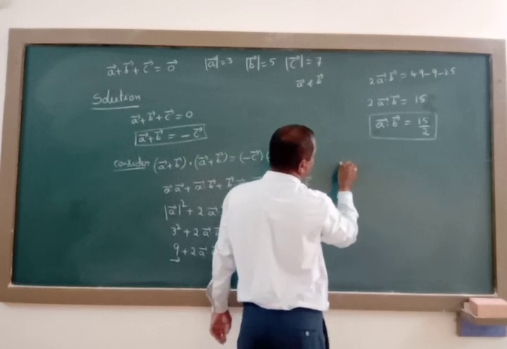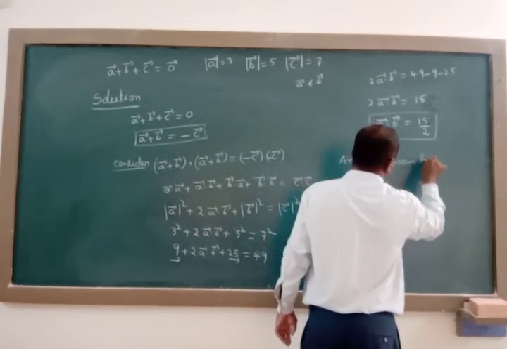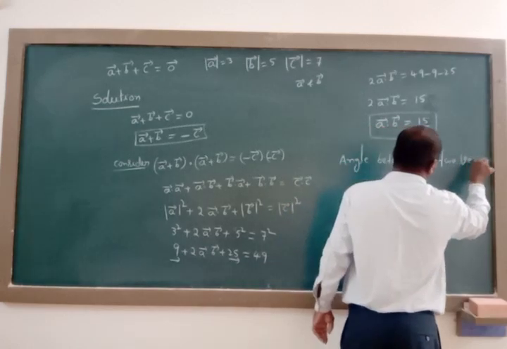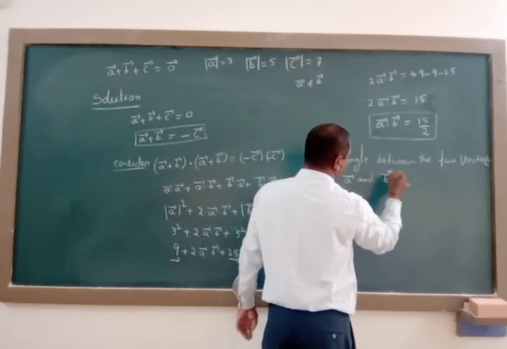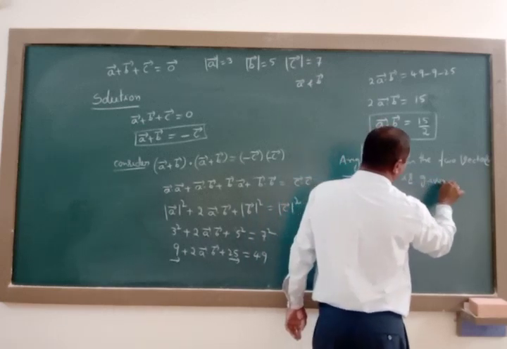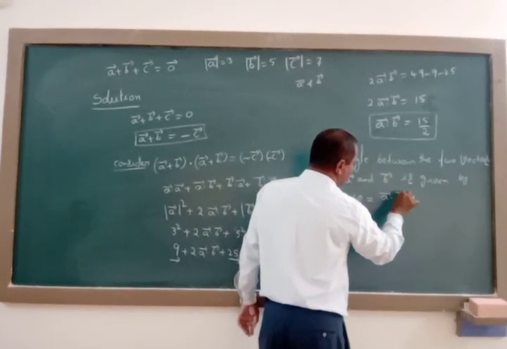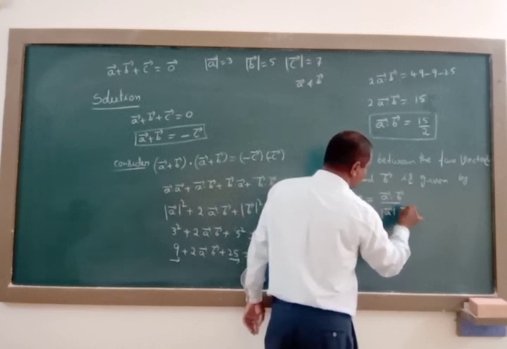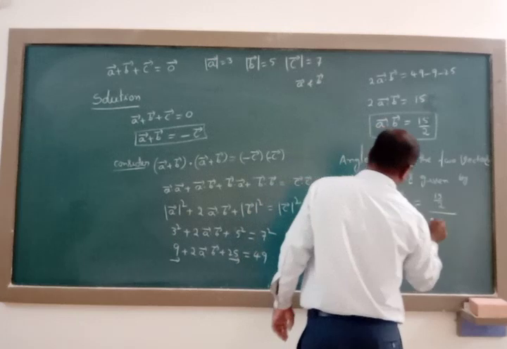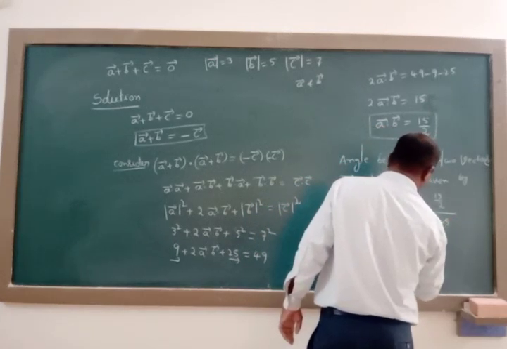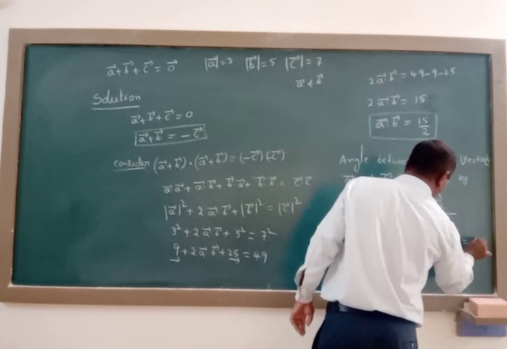Then the cos theta formula, angle between the two vectors a bar and b bar is given by cos theta is equal to a bar dot b bar whole divided by magnitude of a bar into magnitude of b bar, is equal to a bar dot b bar is 15 by 2 whole divided by magnitude of a bar is 3, magnitude of b bar is 5, is equal to 15 by 2 into 1 by 15, 15 gets cancelled, is equal to 1 by 2.